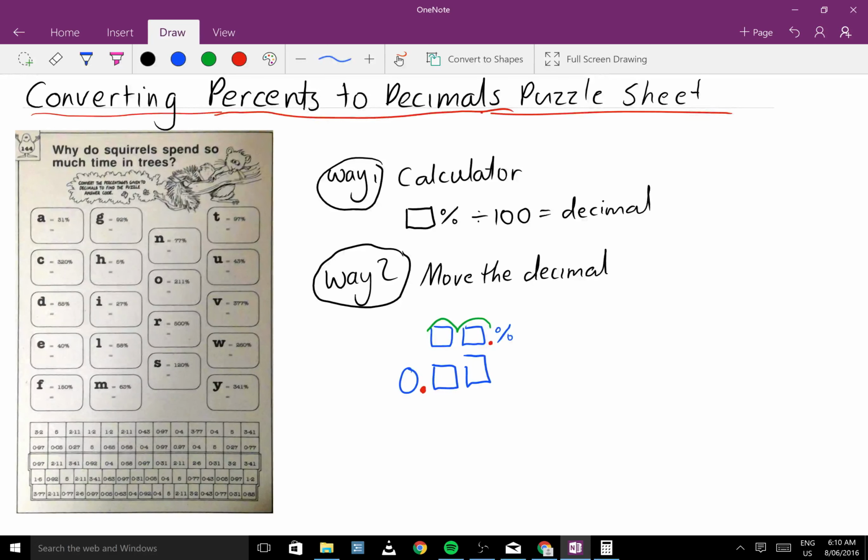Hello guys, today we're working on converting percents to decimals, and we're using the example of the puzzle sheet, which has a pretty picture on it, so it's got to be good. Okay, so converting percents to a decimal.